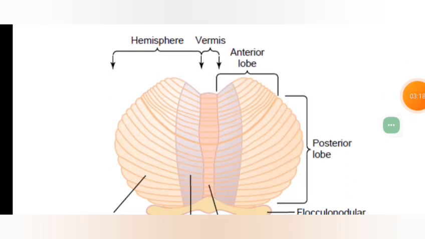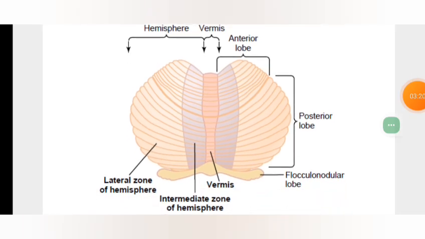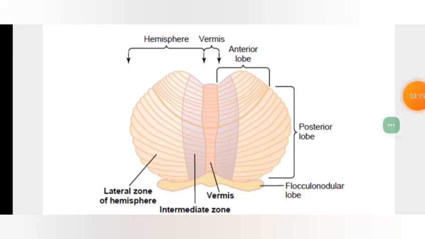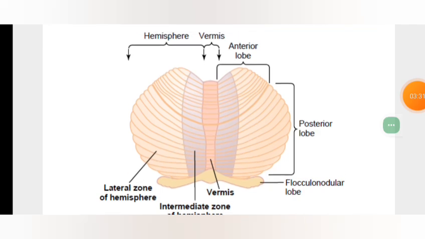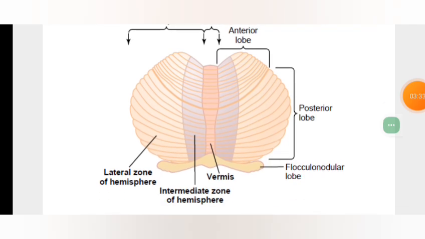This is the diagram which shows the lobe divisions of the cerebellum. There are three lobes: the anterior lobe, the posterior lobe, and the flocculonodular lobe. And there are three zones: the vermis, the intermediate zone, and the lateral zone or hemisphere.